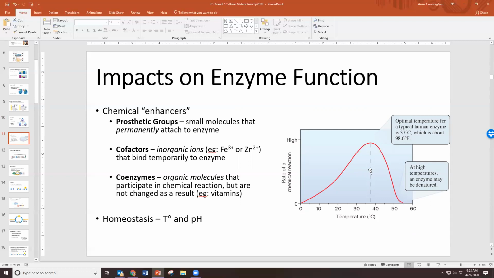I mean, again, with hemoglobin, hemoglobin's a protein, but it needs iron. And then we also have what are called coenzymes.